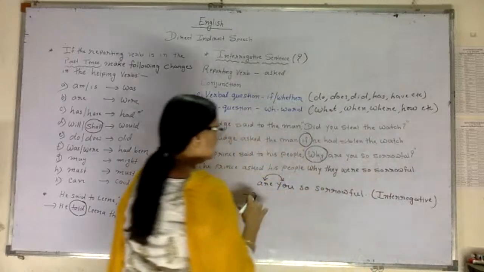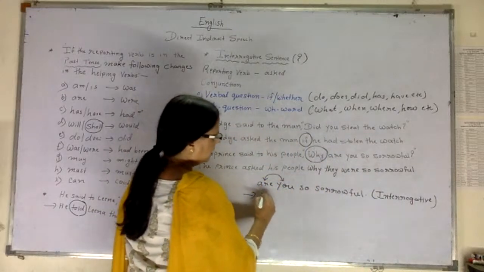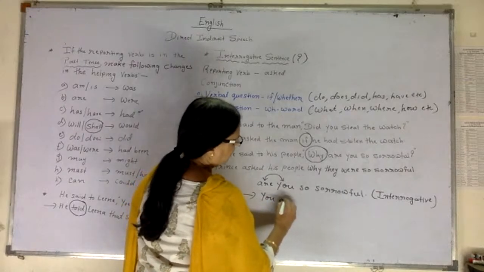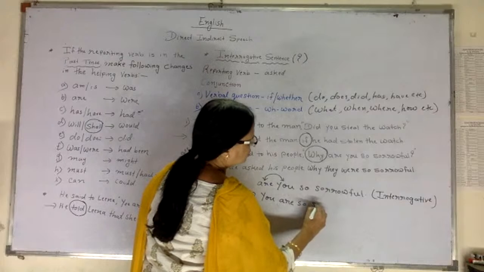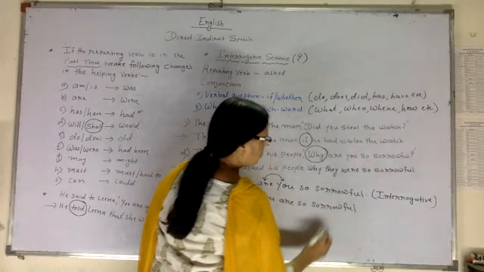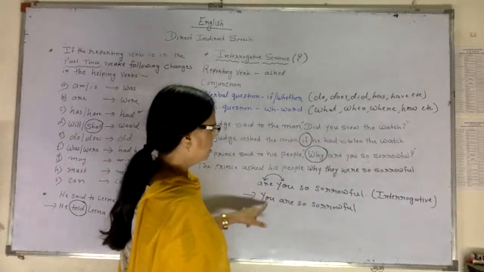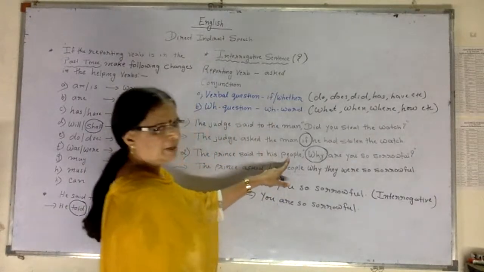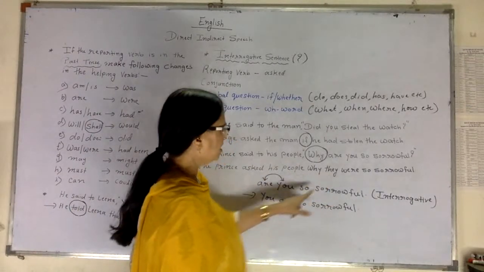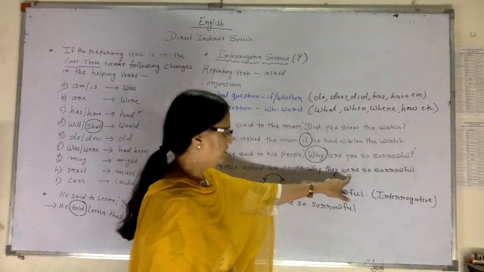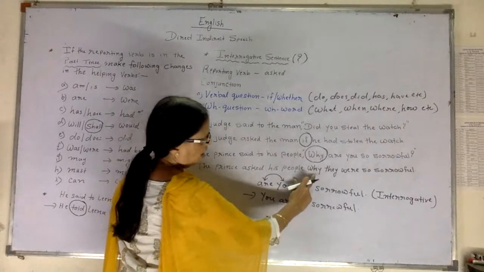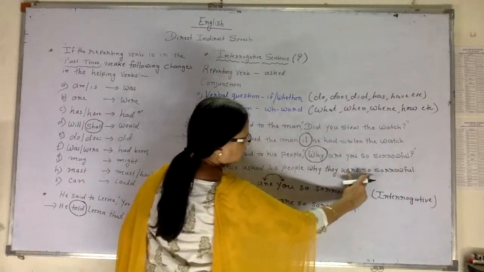Now you are changing it into assertive. How will it be? You are so sorrowful. Okay. Now this has changed. Interrogative sentence we have changed into assertive. Now see, you is related to people, right? You is related to people, so it will change to they. Are will change to were, and then so sorrowful. So see, why they were so sorrowful.